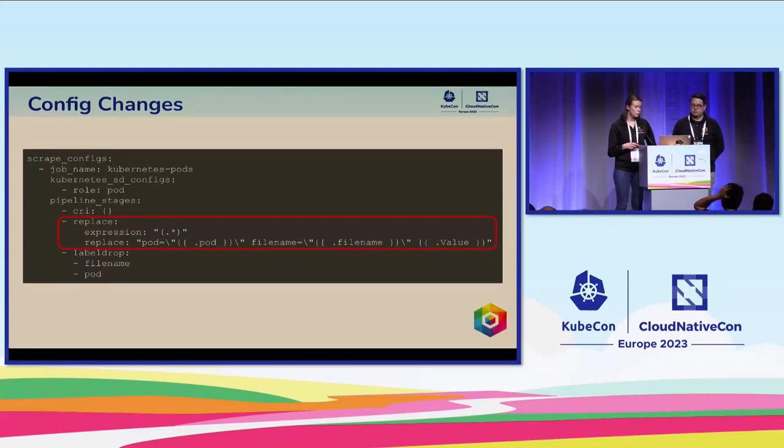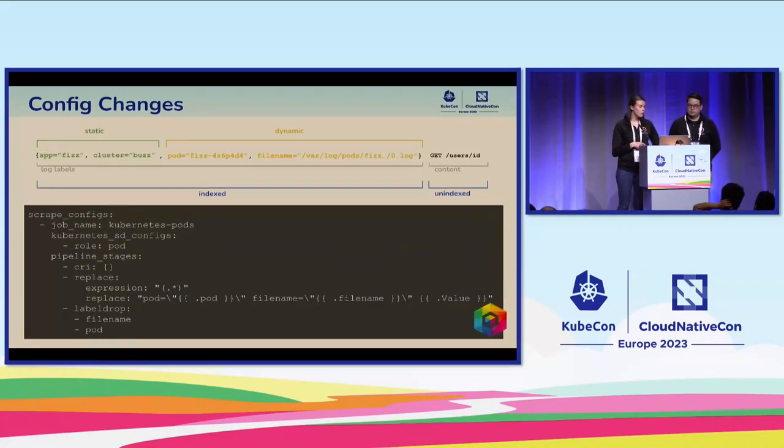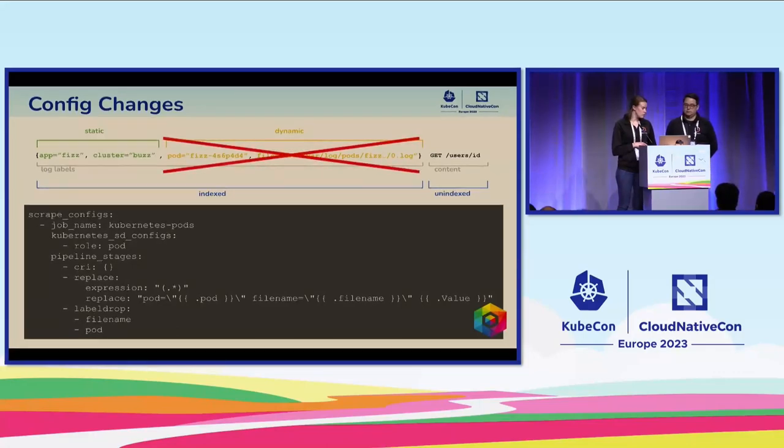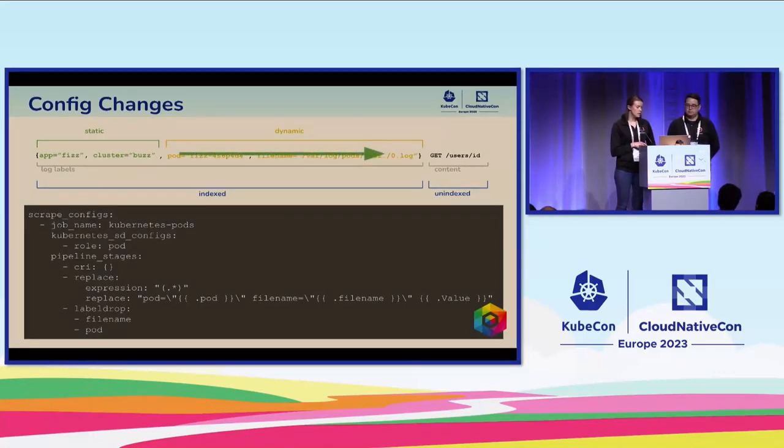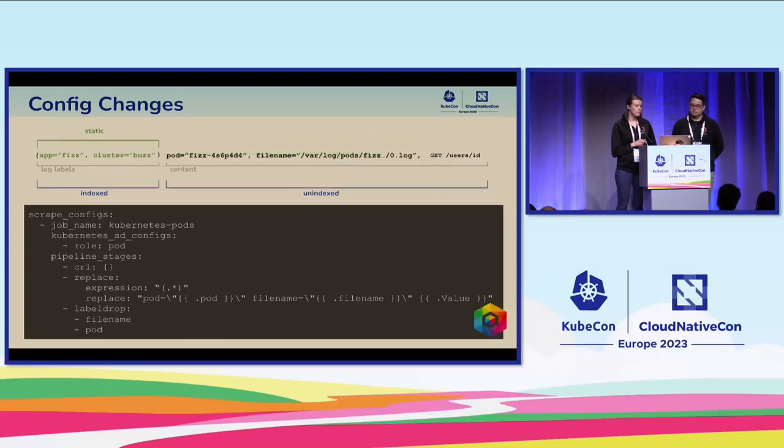So let's go back to the log entry and see what effect this would have. You can see that the pod and file name labels are now part of the log line, and they're dropped with the label drop action type.